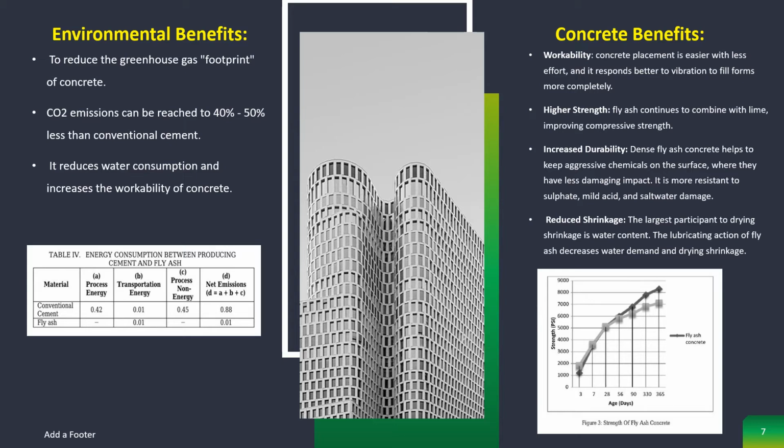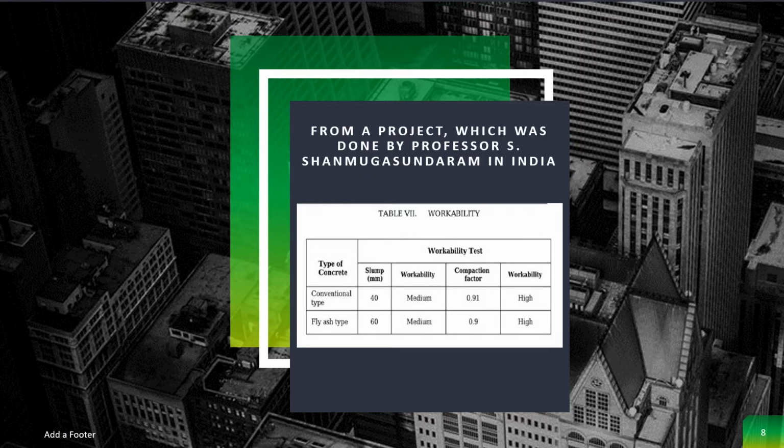For concrete, it gives the benefit of workability. Second, higher strength. Third, increased durability. And last, reduced shrinkage. From a project done by Professor S. Shanmugasundaram in India, the result for workability shows fly ash type and conventional type have different slump, which is 60 and 40, but the workability is still the same. And the compaction factor is also the same.